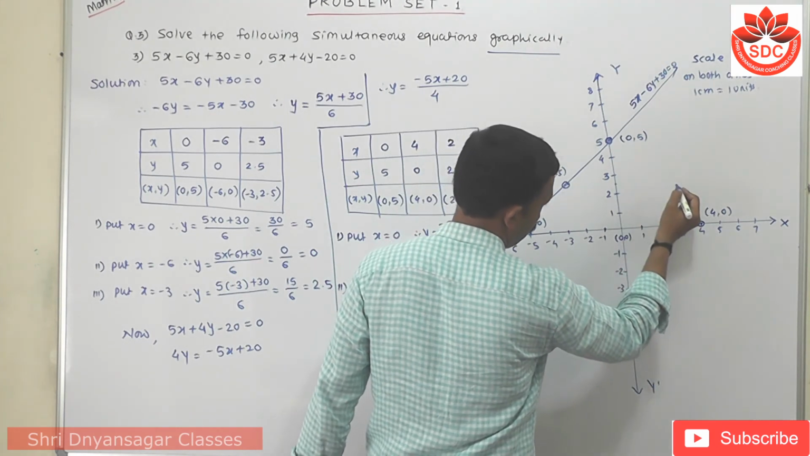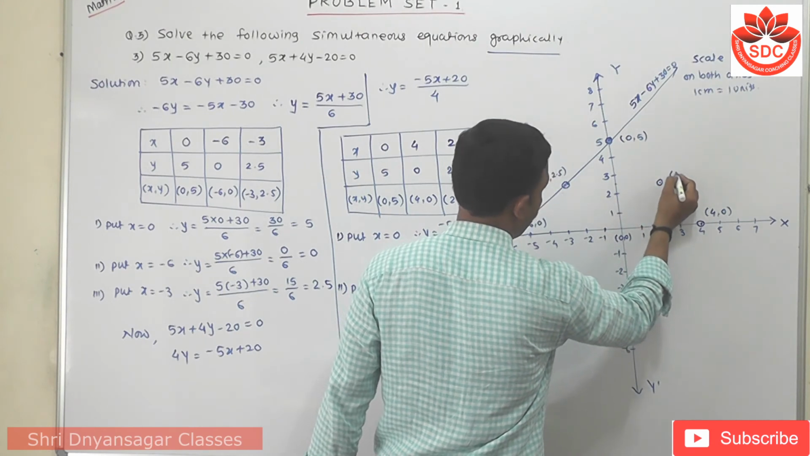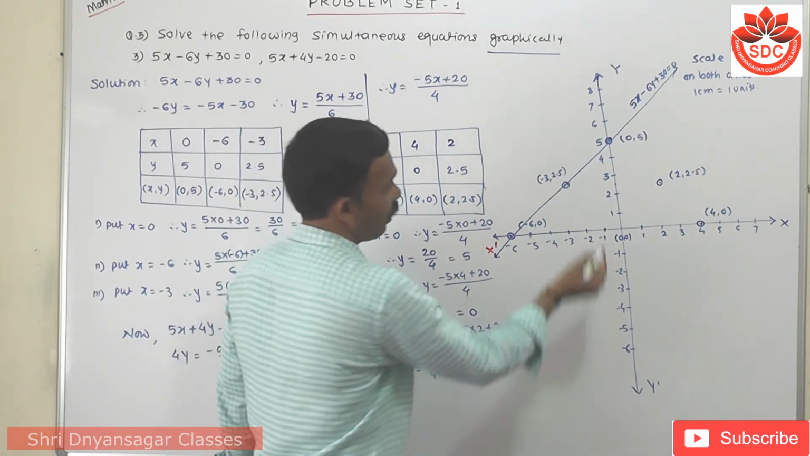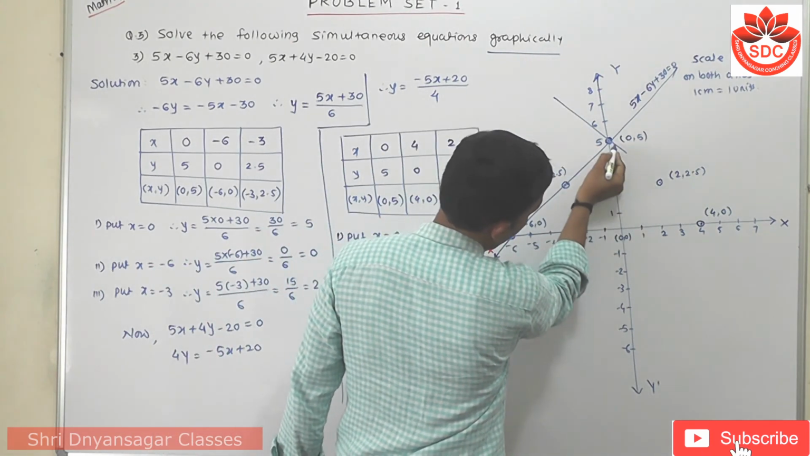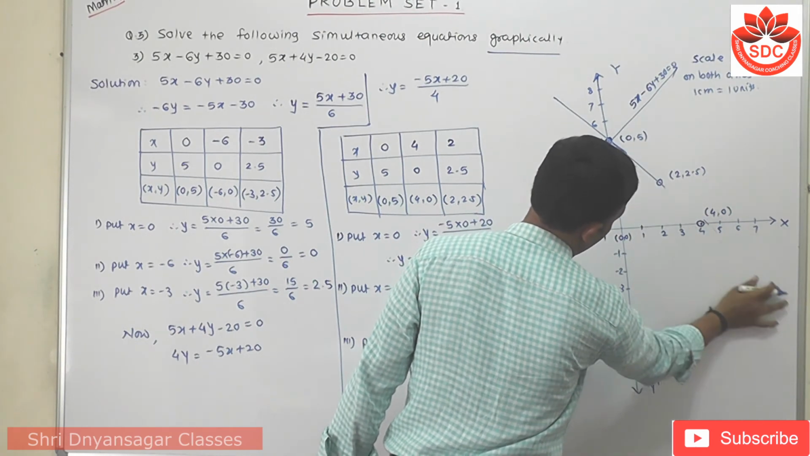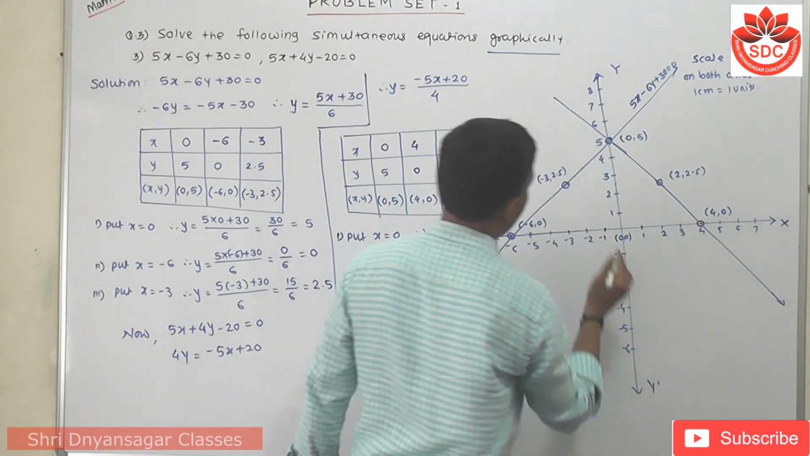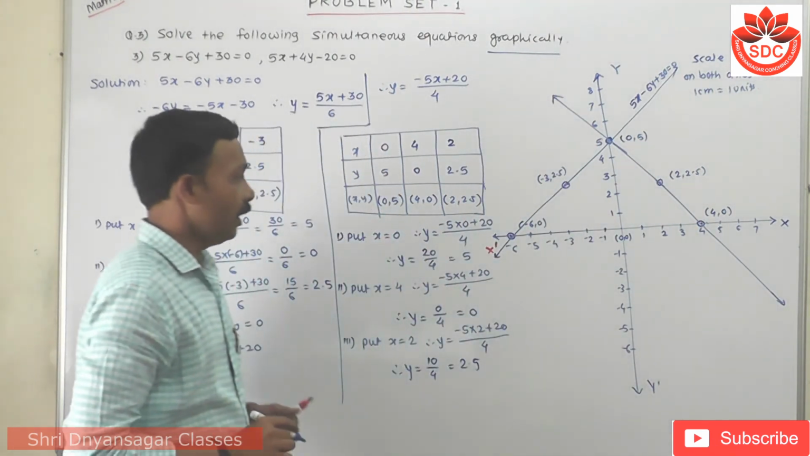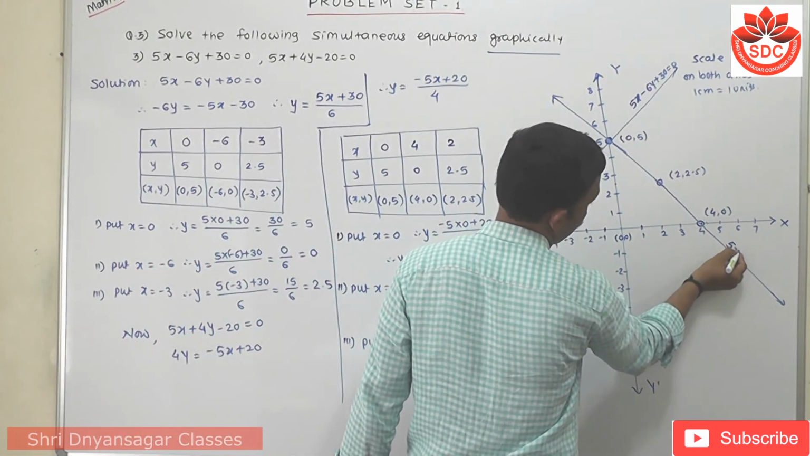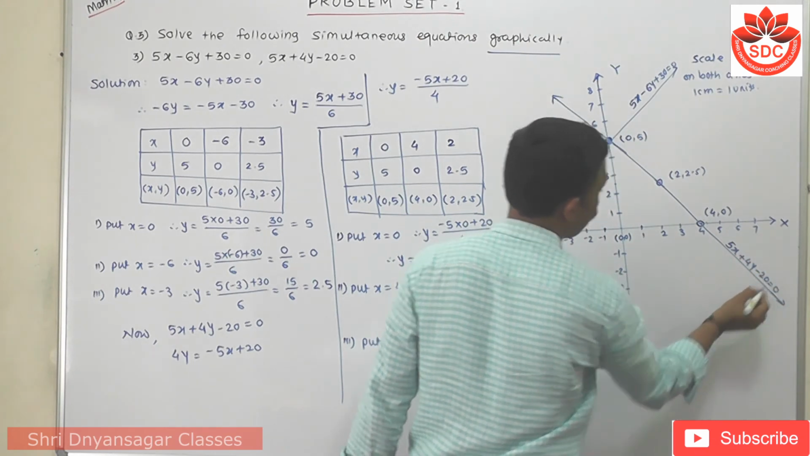This is the point of intersection, 2 and 2.5. Then join by using the scale. Accurately join. 5x plus 4y minus 20 is equal to 0.